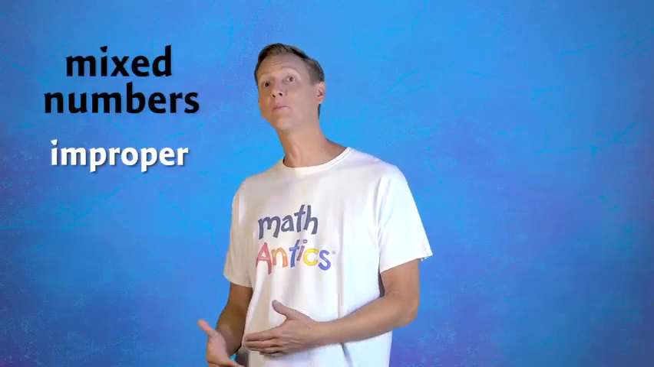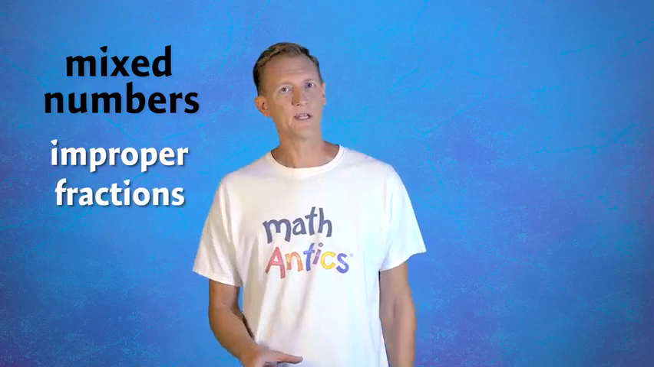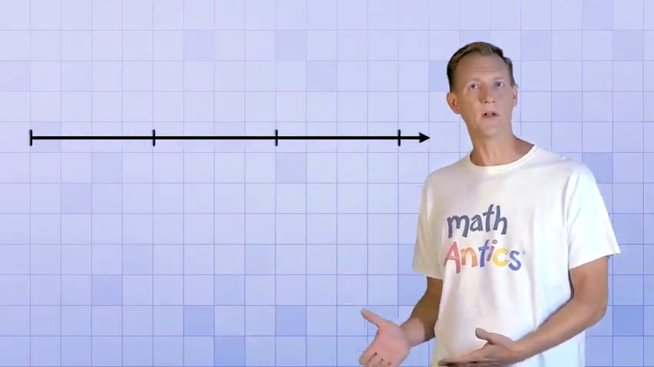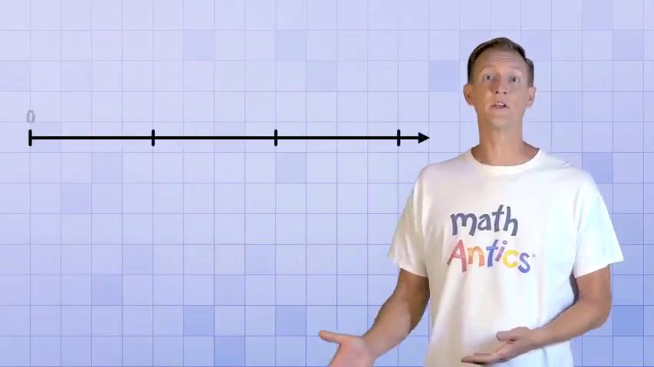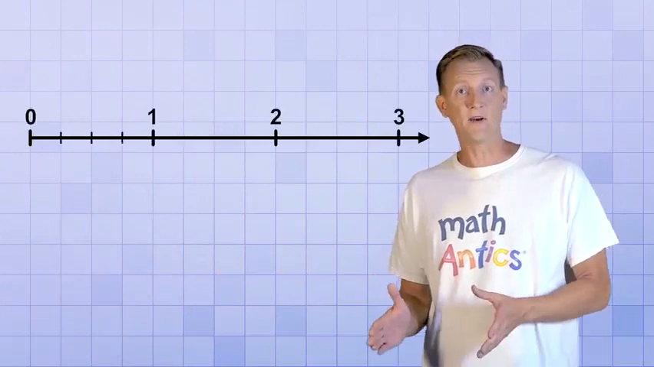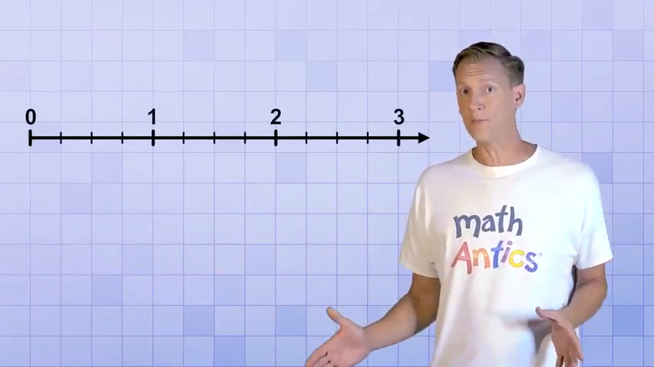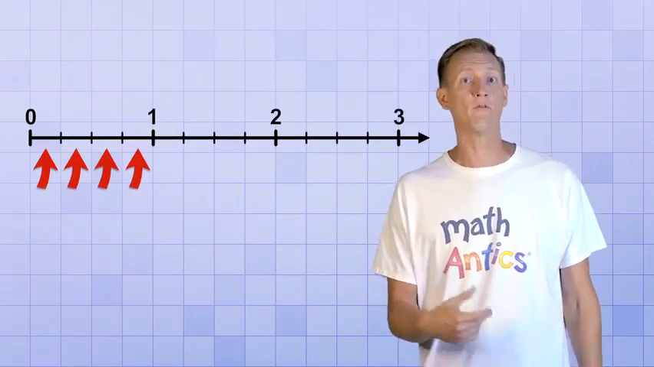As I was saying, we're going to learn how mixed numbers relate to improper fractions. But first, we need to make sure that you understand what an improper fraction really is. To do that, let's start with a short number line that counts whole numbers from 0 to 3. And let's subdivide the spaces in between each whole number into 4 equal parts, or fourths.